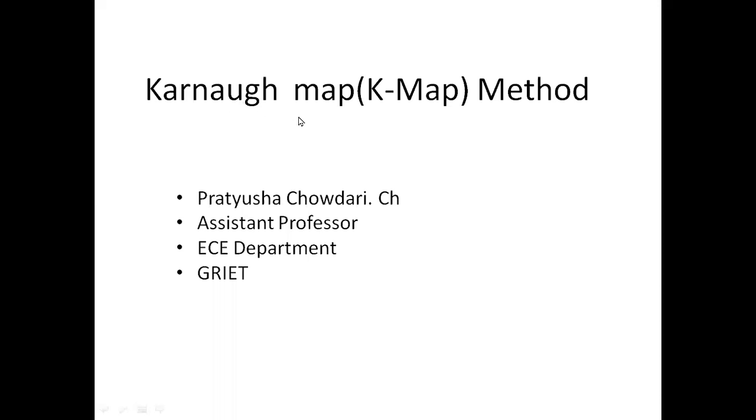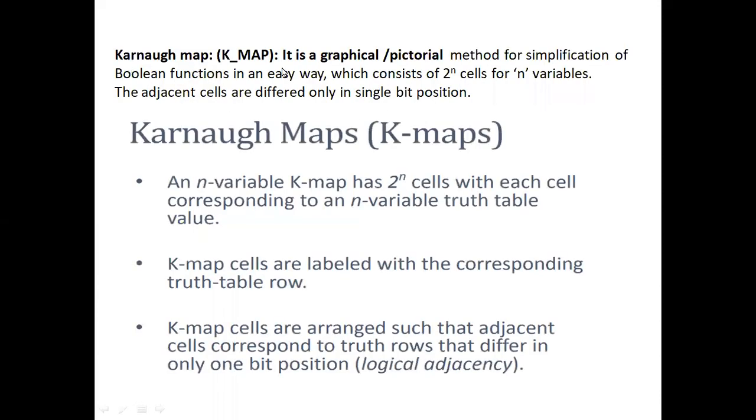In this video, I would like to discuss Karnaugh maps, also known as K-maps. It is a graphical or pictorial method for simplification of Boolean functions in an easy way, which consists of 2 power n cells for n variables. The adjacent cells differ only in a single bit position.